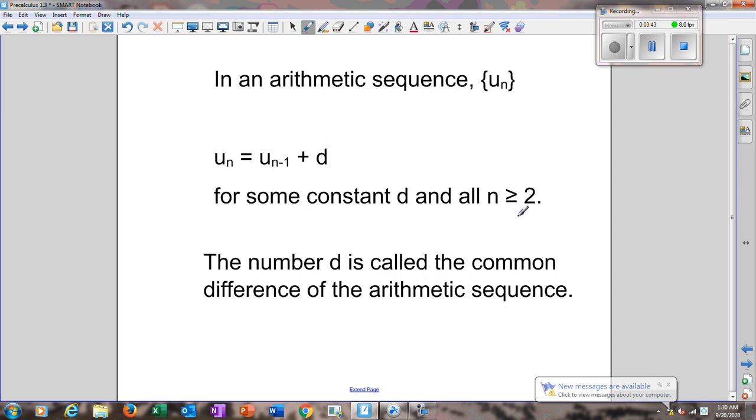So u sub n just stands for a number. And u sub n minus 1 stands for the term that is before that number. So if I'm looking for the 10th term, n would be 10. U sub n minus 1 would be 10 minus 1, which is 9. The d is a constant, which means some number that does not change. And this has to be true for all n greater than or equal to 2. So for every term greater than or equal to 2, this will be true. So the number d is called the common difference of the arithmetic sequence. It's the number that is going to be added to each term.